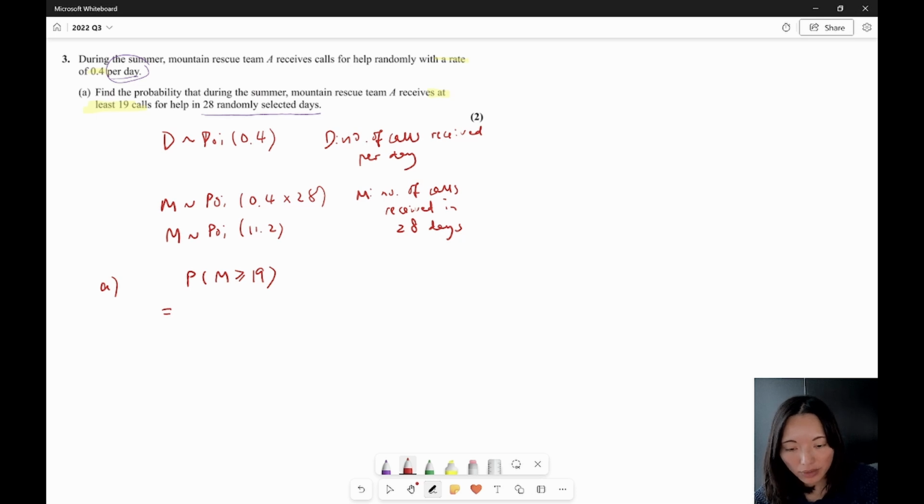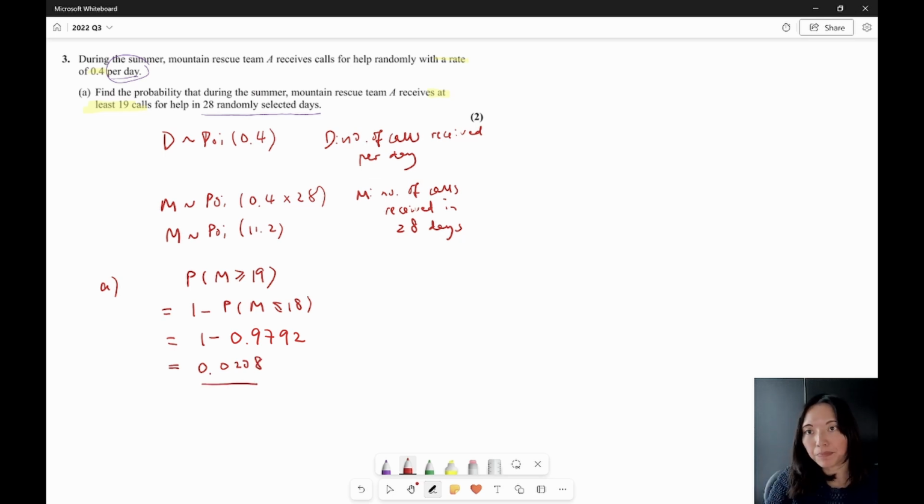So we can plug this into our calculator, Poisson distribution with mean of 11.2. Writing this out slightly differently because it's a discrete distribution, it's 1 minus the probability of M being less than or equal to 18. So that's 1 minus 0.9792 based on my calculator. And the answer is 0.028. And that's my answer to part A.